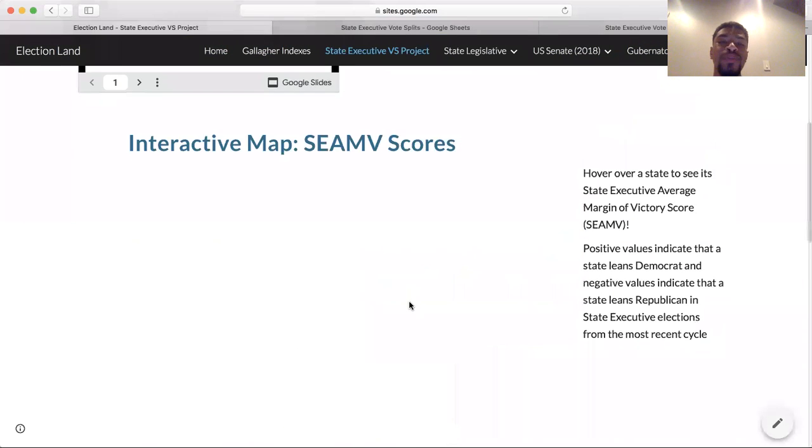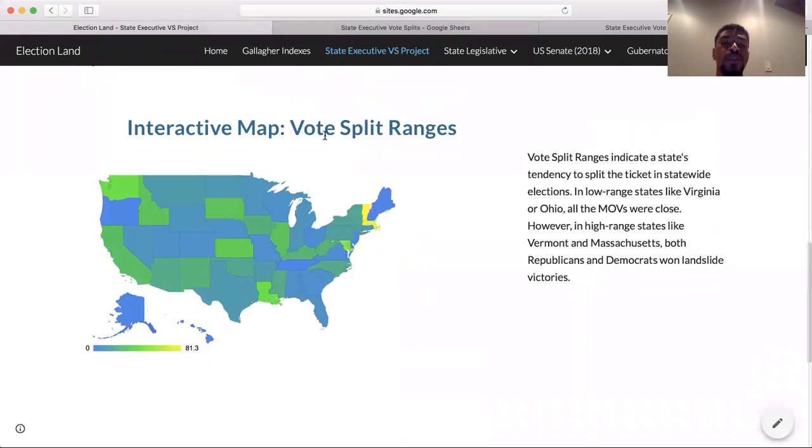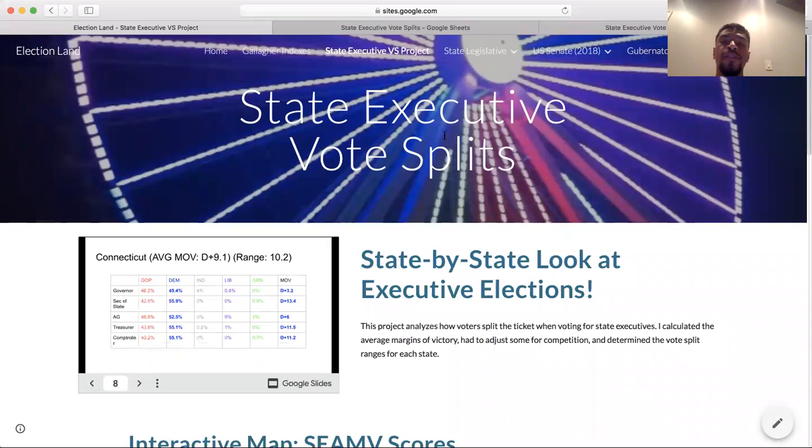There are two main accomplishments of this project. Number one is the SEAM scores. State Executive Average Margin of Victory is what that acronym stands for. And then the vote split ranges. And these two tell the story of state executive elections and vote splitting in American politics.